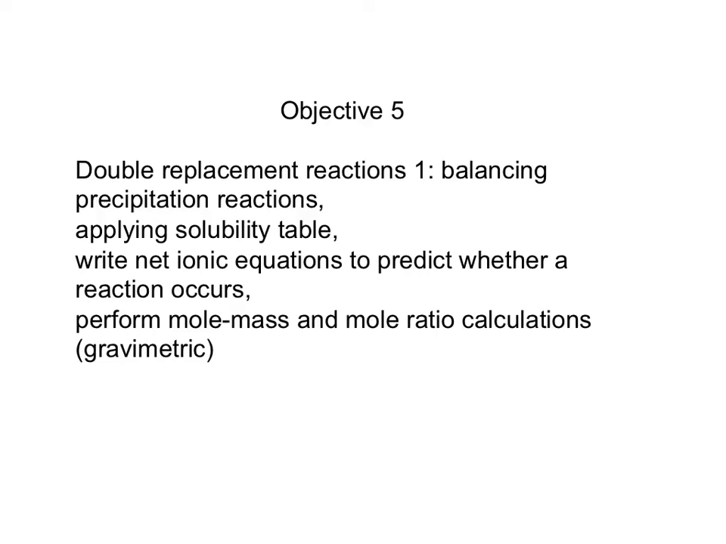Double replacement reactions are a common type of reaction. Precipitation reactions are a common type of double replacement reaction. By looking at whether a compound is soluble in water, we can predict whether a reaction occurs if we can write a net ionic equation.